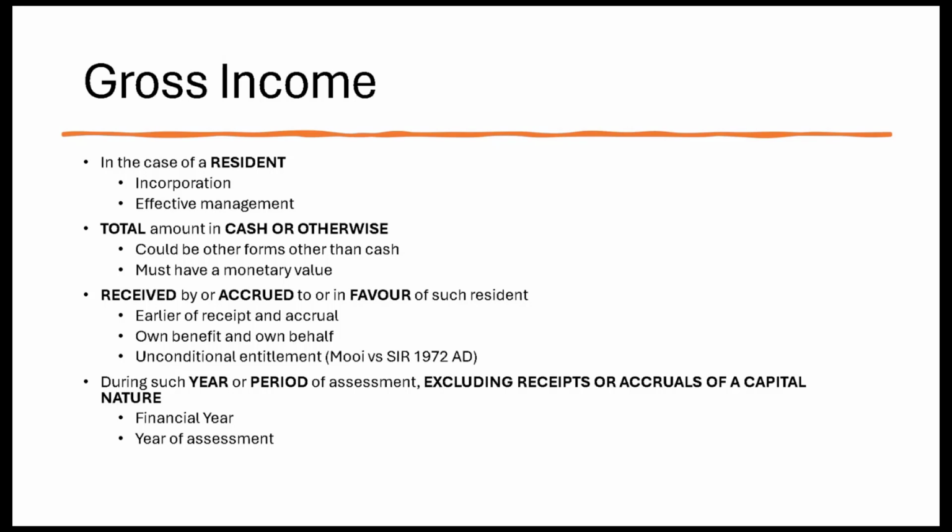So now we know we've got a resident taxpayer. Now I know something has to have a monetary value. It can be in cash, it can be in another asset, it can be in kind. But what's important is it does not necessarily have to be in cash for it to have a value. And for it to have a value, that's the only time you will put it into your gross income. If it doesn't have a value or that value cannot be determined, you can't include it in your gross income.